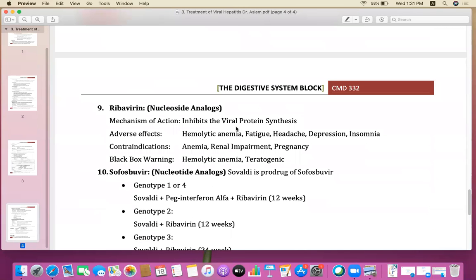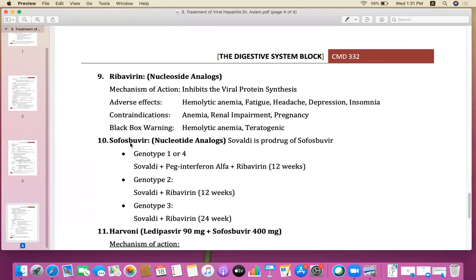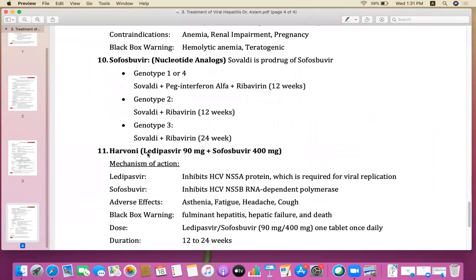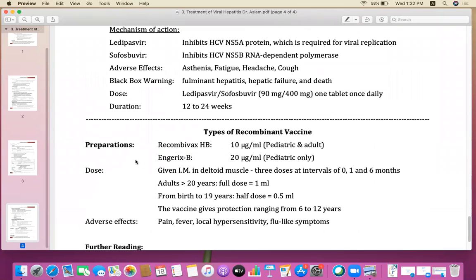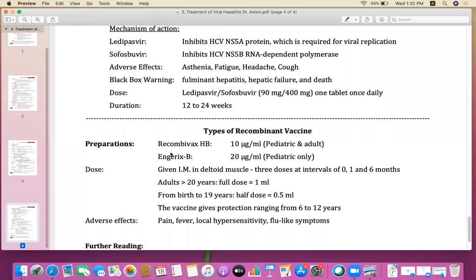So ribavirin generally inhibits the viral protein synthesis and it is a nucleoside analog. Sofosbuvir is a nucleotide analog. Harvoni is a combination of ledipasvir and sofosbuvir. And the most important one is the types of recombinant vaccine. There are two vaccines available: Recombivax HB, available in 10 microgram per ml for pediatric and adult patients, and Engerix-B, 20 microgram per ml. It is only available for pediatric use. What is the dose?